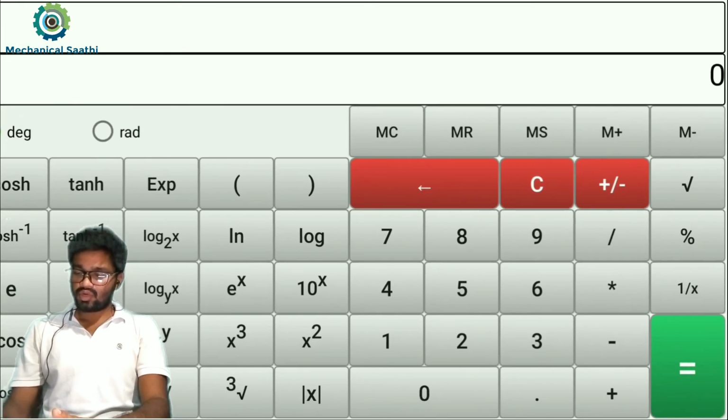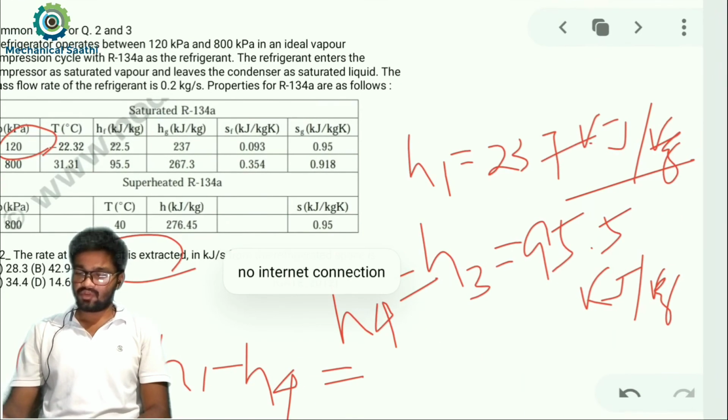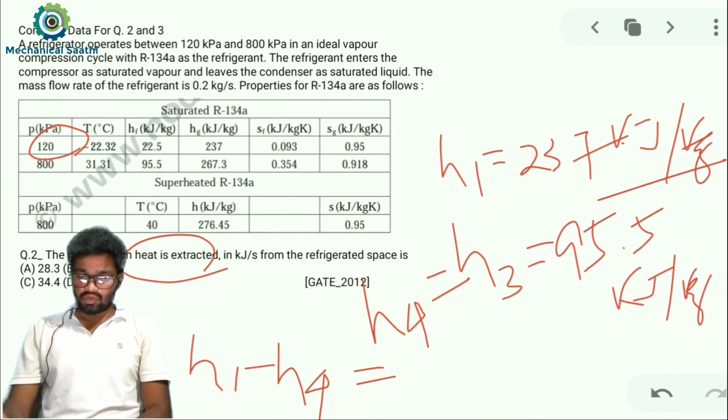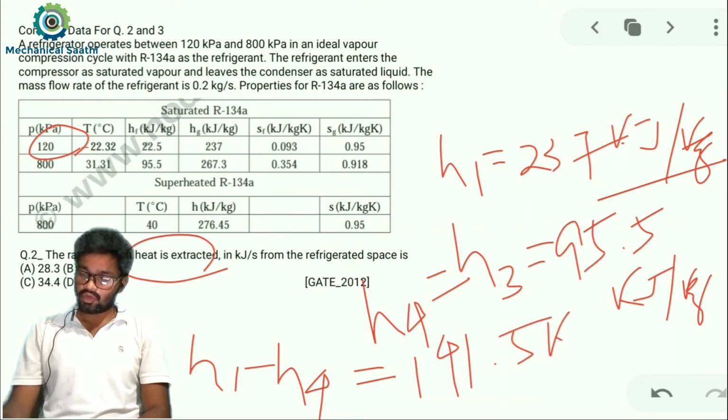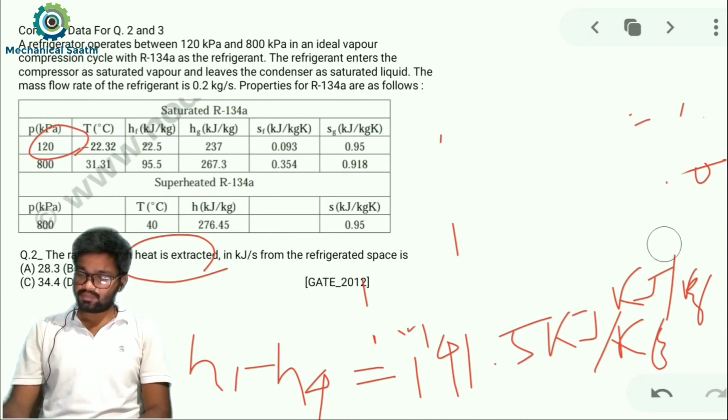Let us use the calculator. This will be equal to 237 minus 95.5, which is 141.5, in terms of kilojoule per kg. So the refrigeration effect is 141.5 kilojoule per kg.